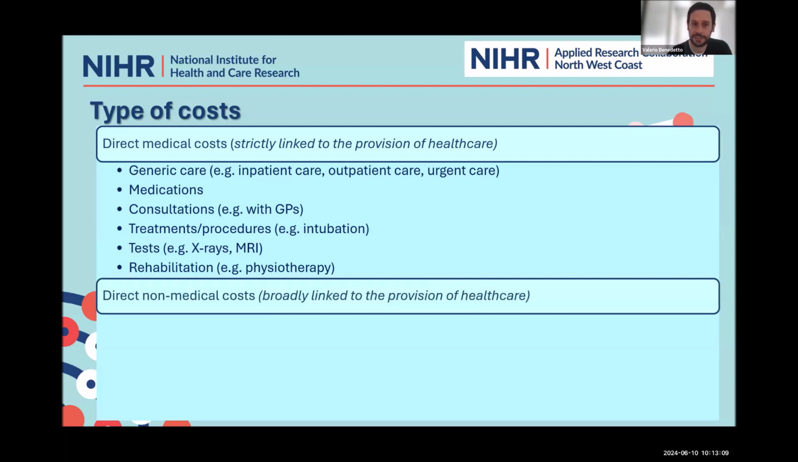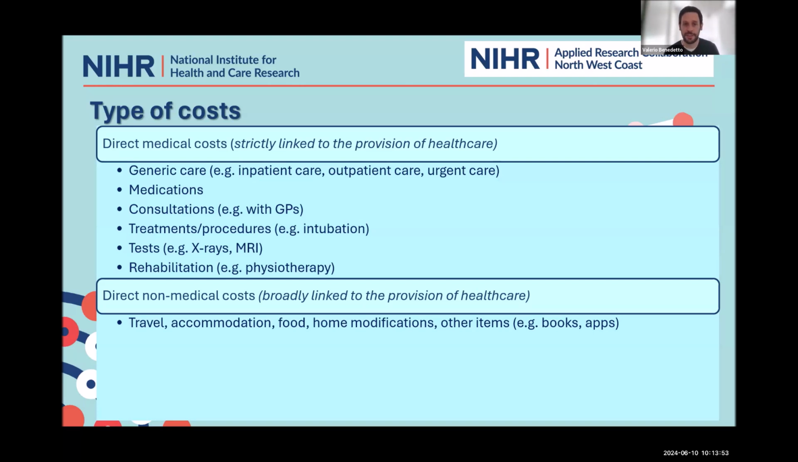Direct non-medical costs instead are costs which are broadly linked to the provision of healthcare. And I'm going to give you some examples here. So you can think about travel costs, accommodation costs, food as well. So things that the patients, the families, or the caregivers might need to incur in terms of receiving care, but also things that might be outside the healthcare setting, like home modifications, for example, if the patient needs a walk-in shower as a result of being ill, or other items which might help with the recovery of the patient, like books or apps.